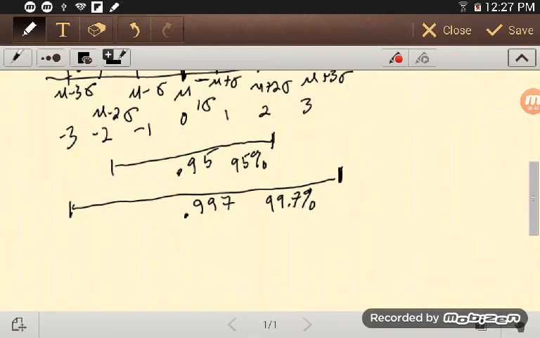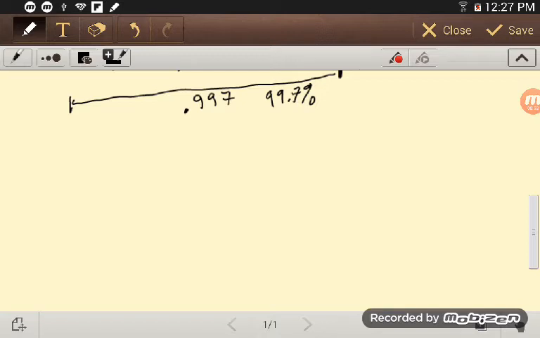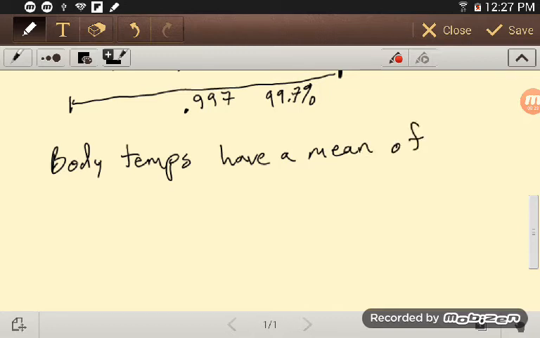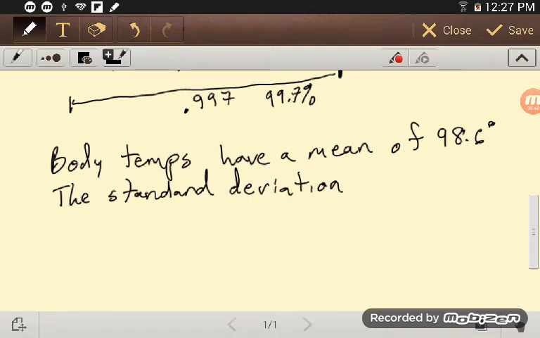Now, how is this handy? Well, there are a couple different ways it's handy. One is simply that if I give you things in some round numbers, say human body temperatures, we all have to take our temperature these days, have a mean of 98.6 degrees Fahrenheit, and then the standard deviation, actually, off the top of my head, I'm not sure. I could probably get on my computer and look it up.